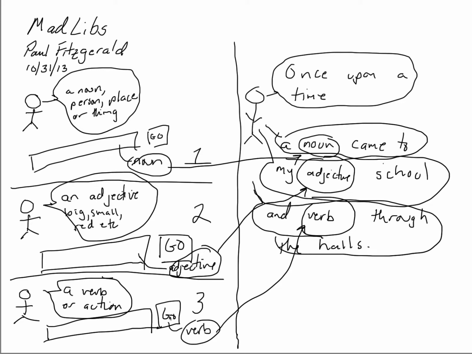And then the program will tell the story, and the sprite will say, once upon a time, a noun, whatever they give you for a noun, came to my, whatever they give you for an adjective, school. And verb, through the halls. It could be anything. It could be an elephant came to my small school and sat through the halls. Not the funniest thing ever, but these can get a lot funnier when you use really interesting words. So that's our storyboard. That gives us a sense for what this might look like.